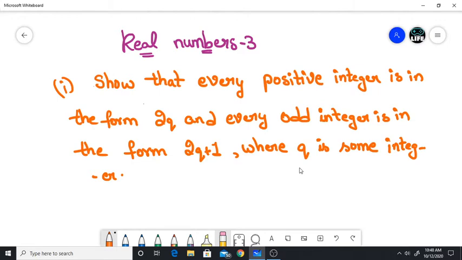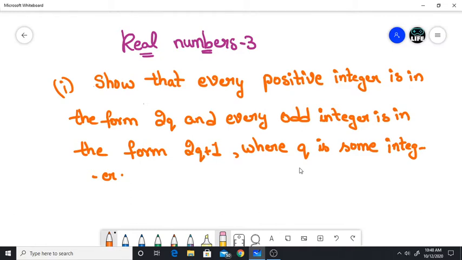We have already completed two parts of real numbers and now let's enter into the third part. In third part, I want to explain you example 1. So let's see the example 1. Read the question until you understand it.